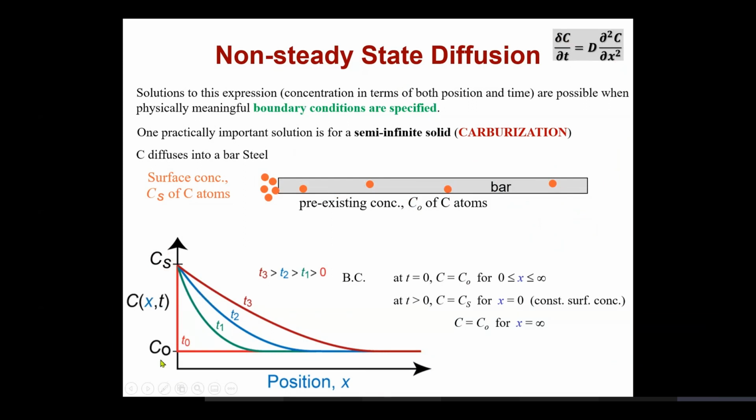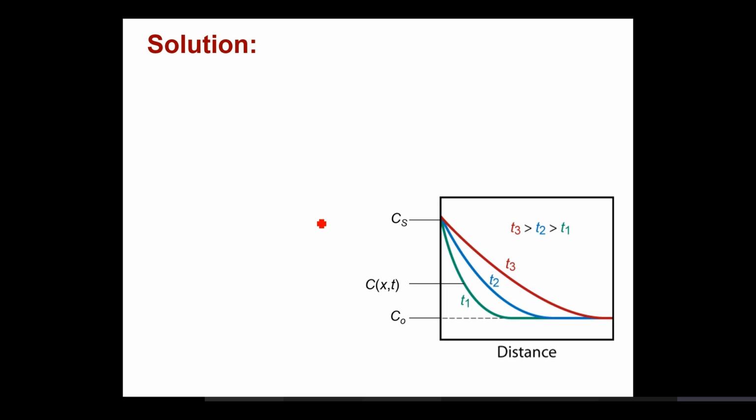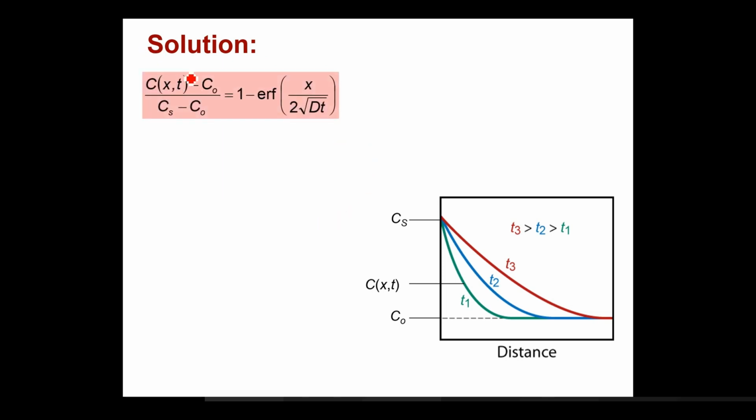Yes, sir. All right. So for these boundary conditions, we'll look at a solution. The solution is: C(x,t) minus C0, that is, the concentration at a distance x at a time t minus the initial concentration C0, divided by the concentration at the surface minus C0. This is equivalent to 1 minus erf, the error function. We'll see what this function is.